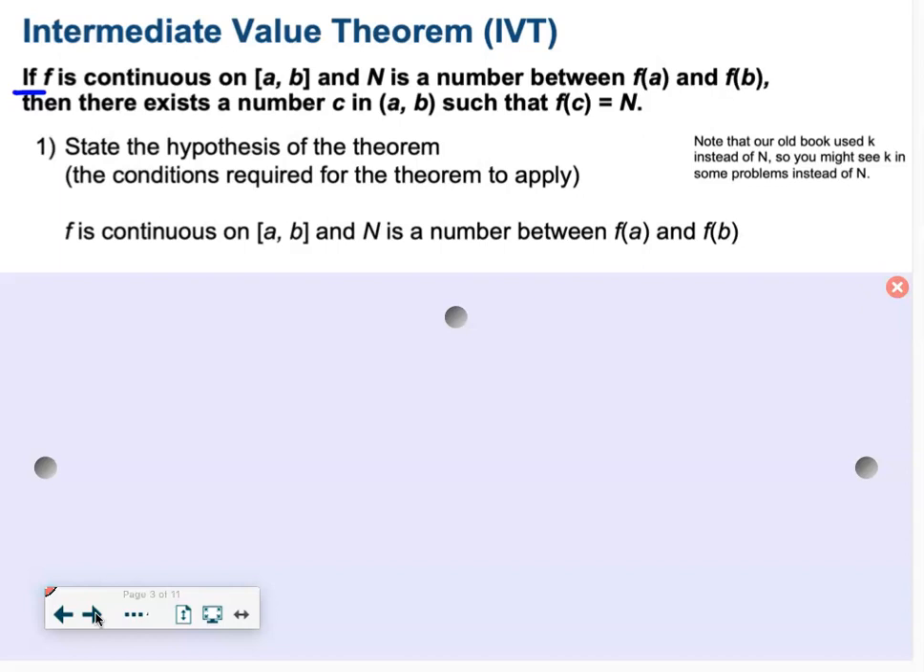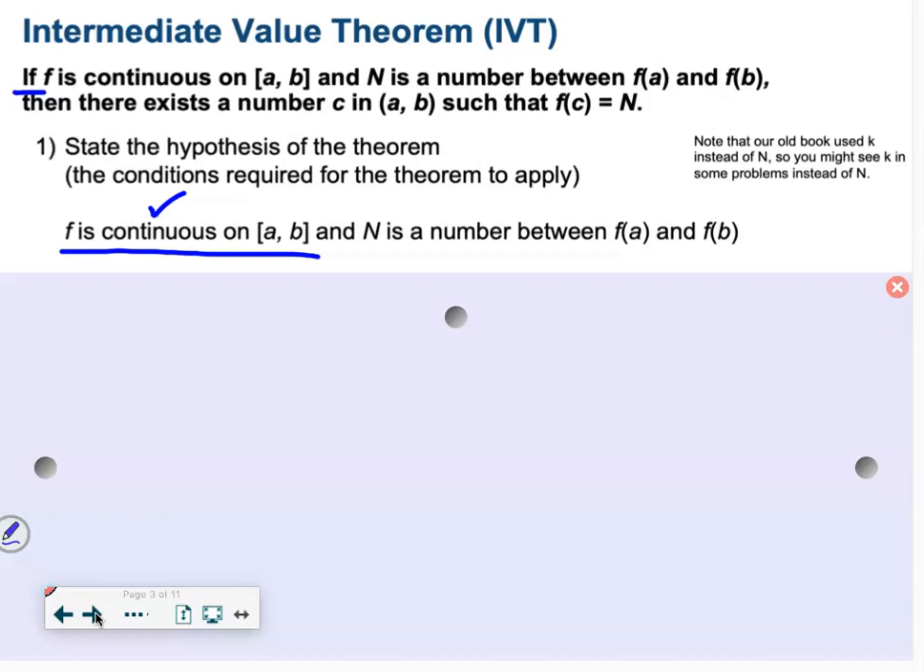Okay, so the first condition that has to be met for every single theorem that we're going to use this year is that the function has to be continuous. So every time you are applying a theorem, the first thing you're going to write every single time is f of x is continuous on, and then most of the time it's on a closed interval. So for this one, this first part, that's like the first condition we have to check. Is f continuous on the closed interval a to b? That's like condition number one.